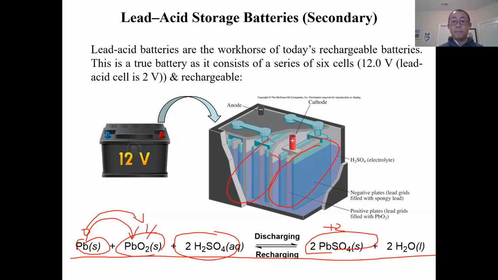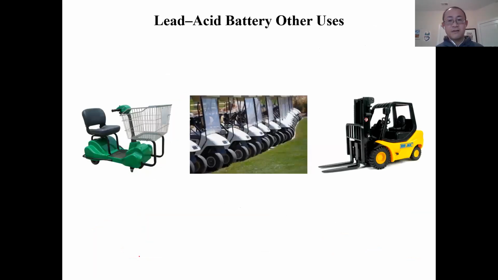Of course, after you apply electricity, like when you're braking, when you step on your brake while driving, sometimes they will charge the battery. So the lead sulfate will change back to lead and lead 4 oxide. And that's how the battery becomes rechargeable. Here are some other applications of lead acid batteries. They're not only in your car, but also in some small devices, like an electric shopping cart or some electric toy cars, or even some golf carts.